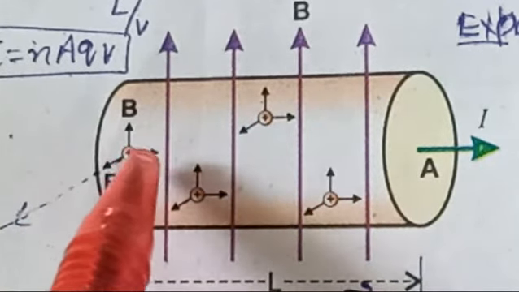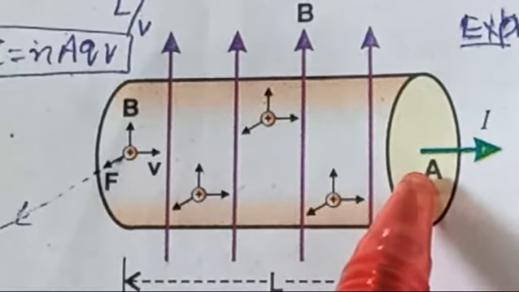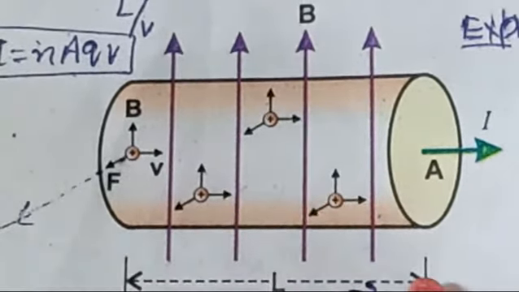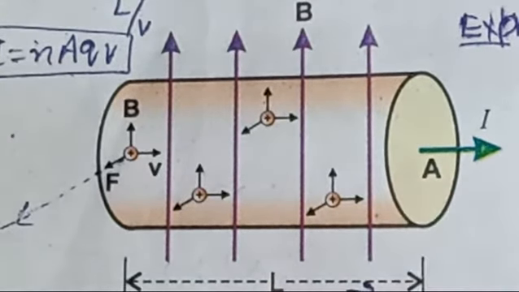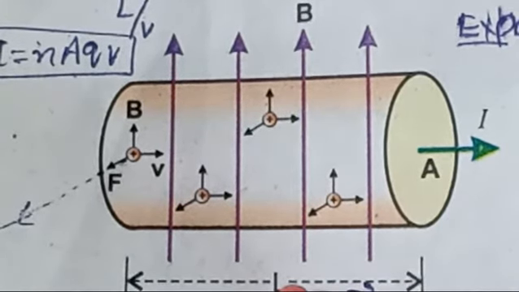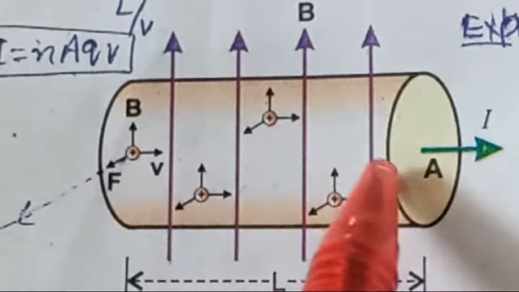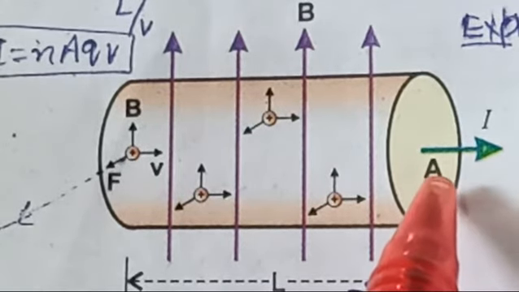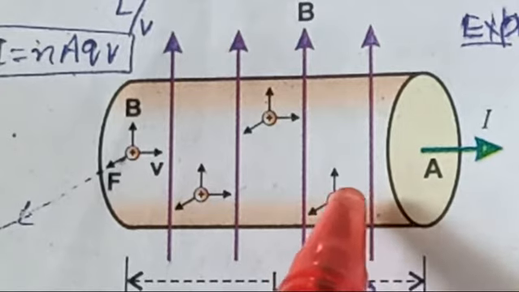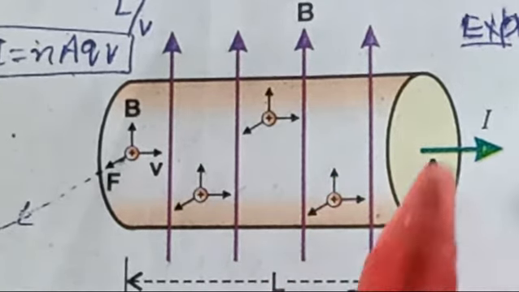The volume of the wire segment is AL. A is area and L is the length of this wire segment. Volume is in cubic meter, area unit is meter square, and length unit is meter. Meter square into meter becomes meter cube or cubic meter. So we can say the volume of this wire segment is AL, where A is area and L is length. After writing this introduction, we are going to the mathematical explanation. So now start your mathematical calculation.